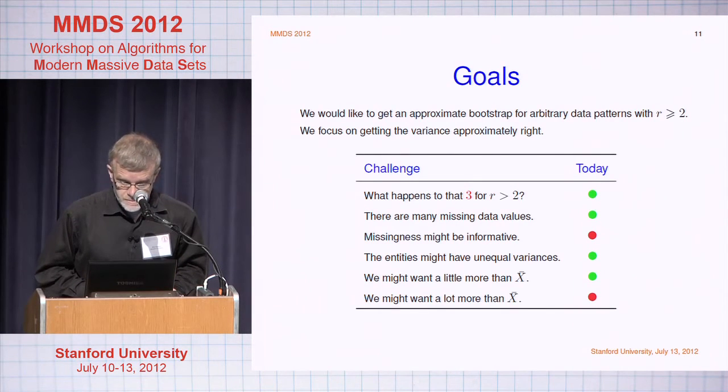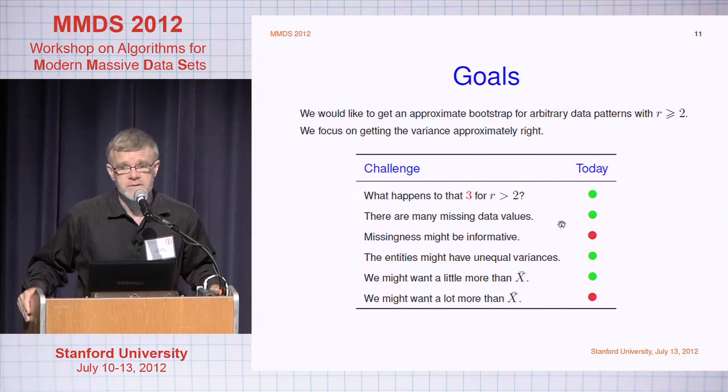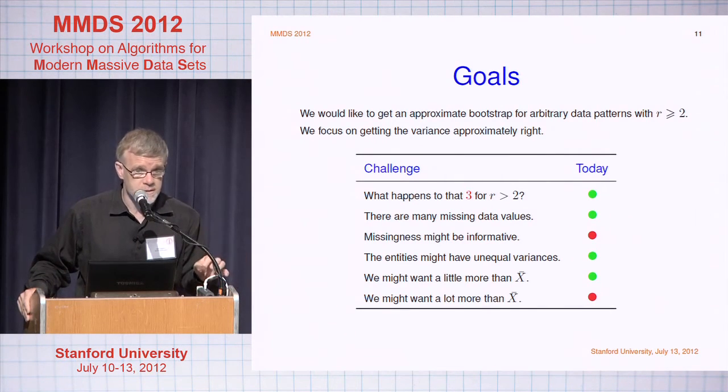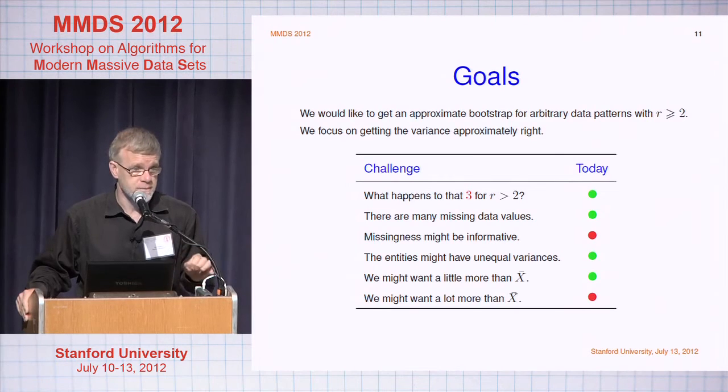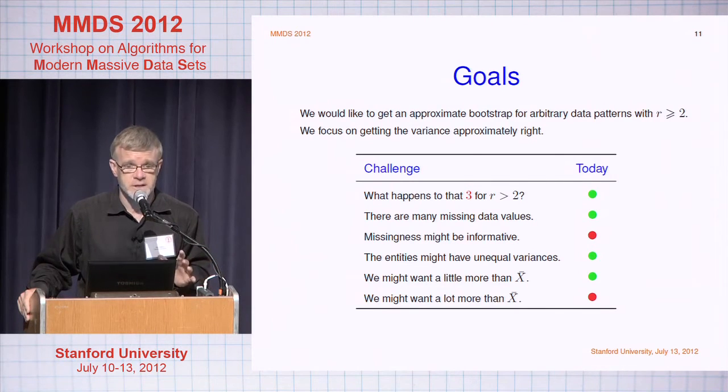What if there's missing data? Missing data is not a problem. What if missingness is informative? Okay, maybe it's really informative which movie somebody rates. Well, of course it's informative. You can't bootstrap your way out of that problem, though. You'd have to model your way out of that problem. So that's off the table for today.